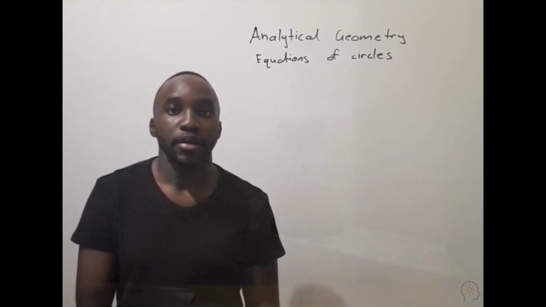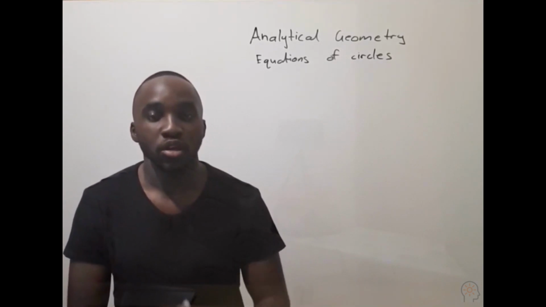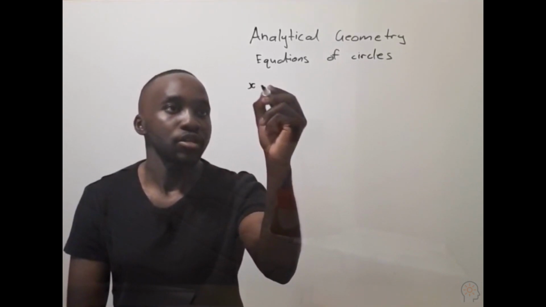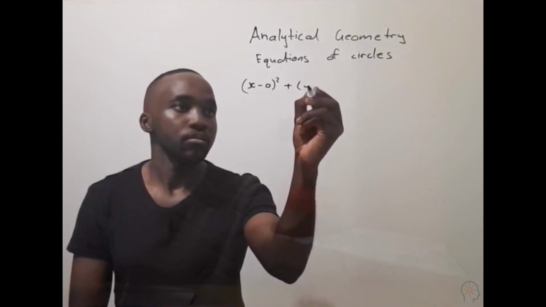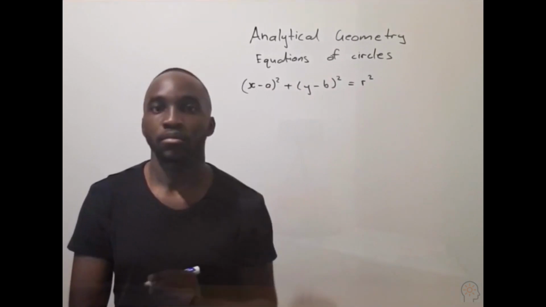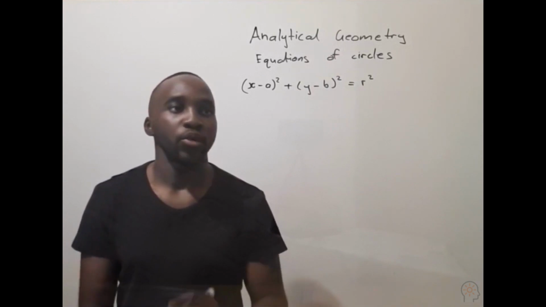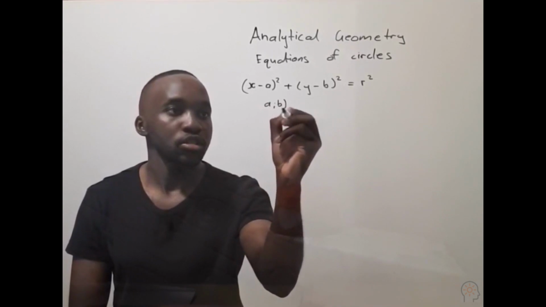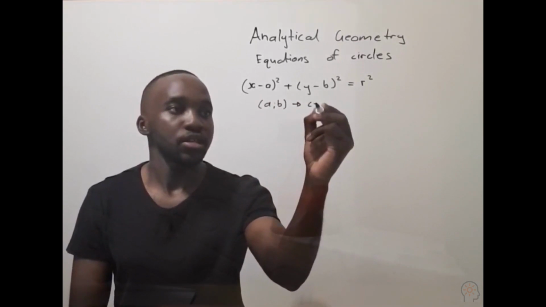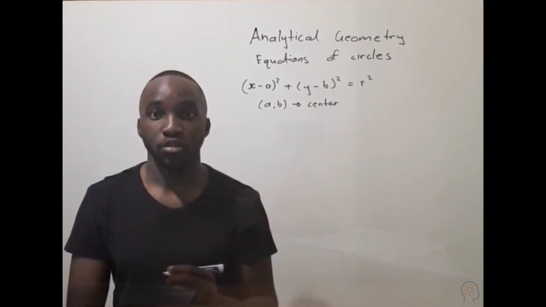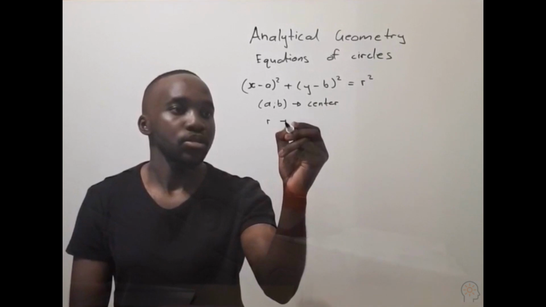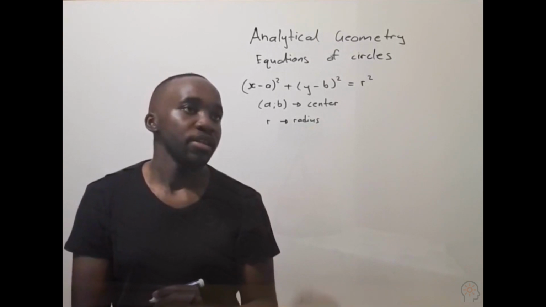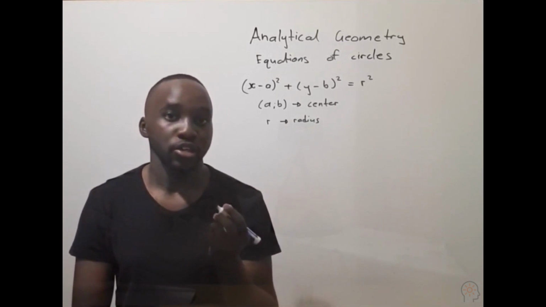The first thing you want to keep in mind is whenever we work on equations of circles, we have one major standard form, and that standard form looks like so. With this standard form, we want to keep in mind two things. The first thing is that (a, b) will always be the center of your circle. r will always be the radius.